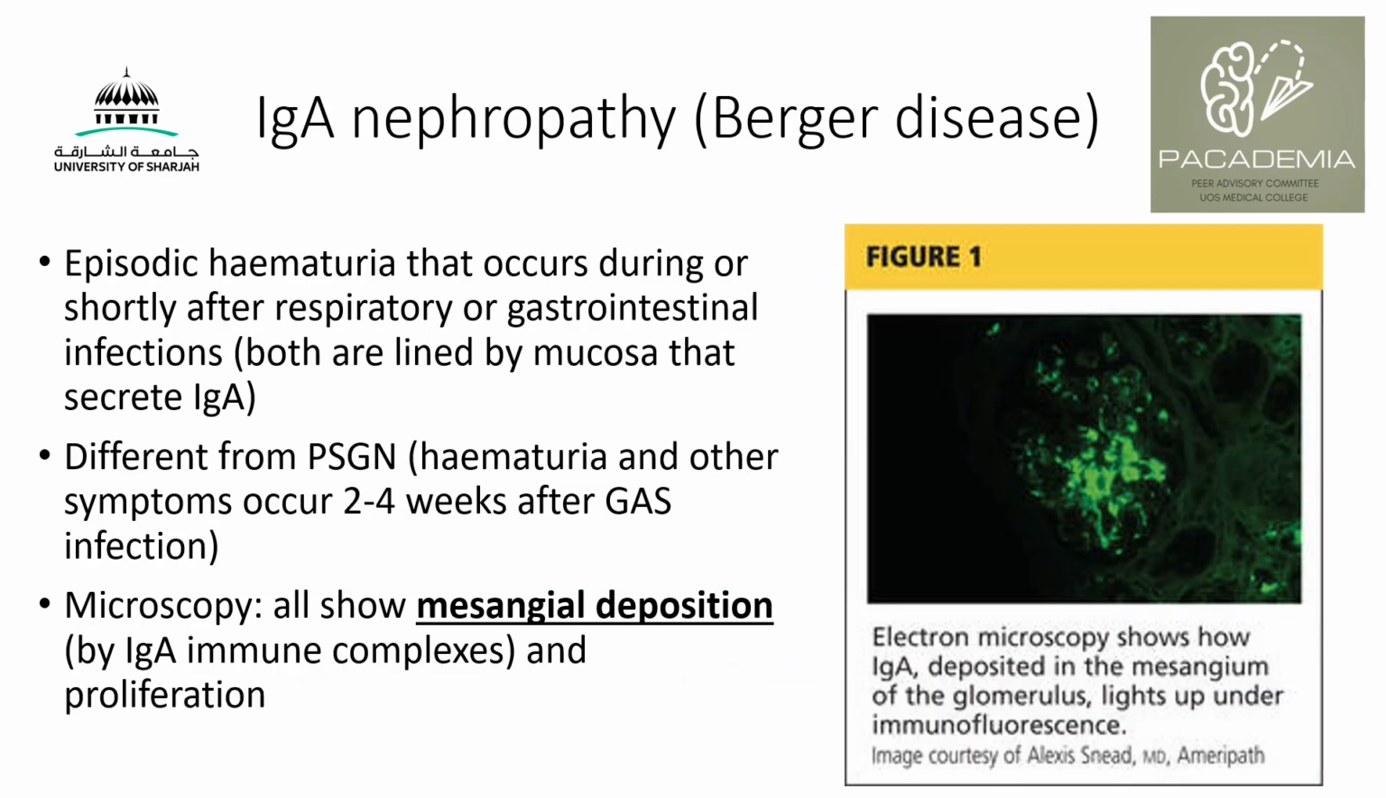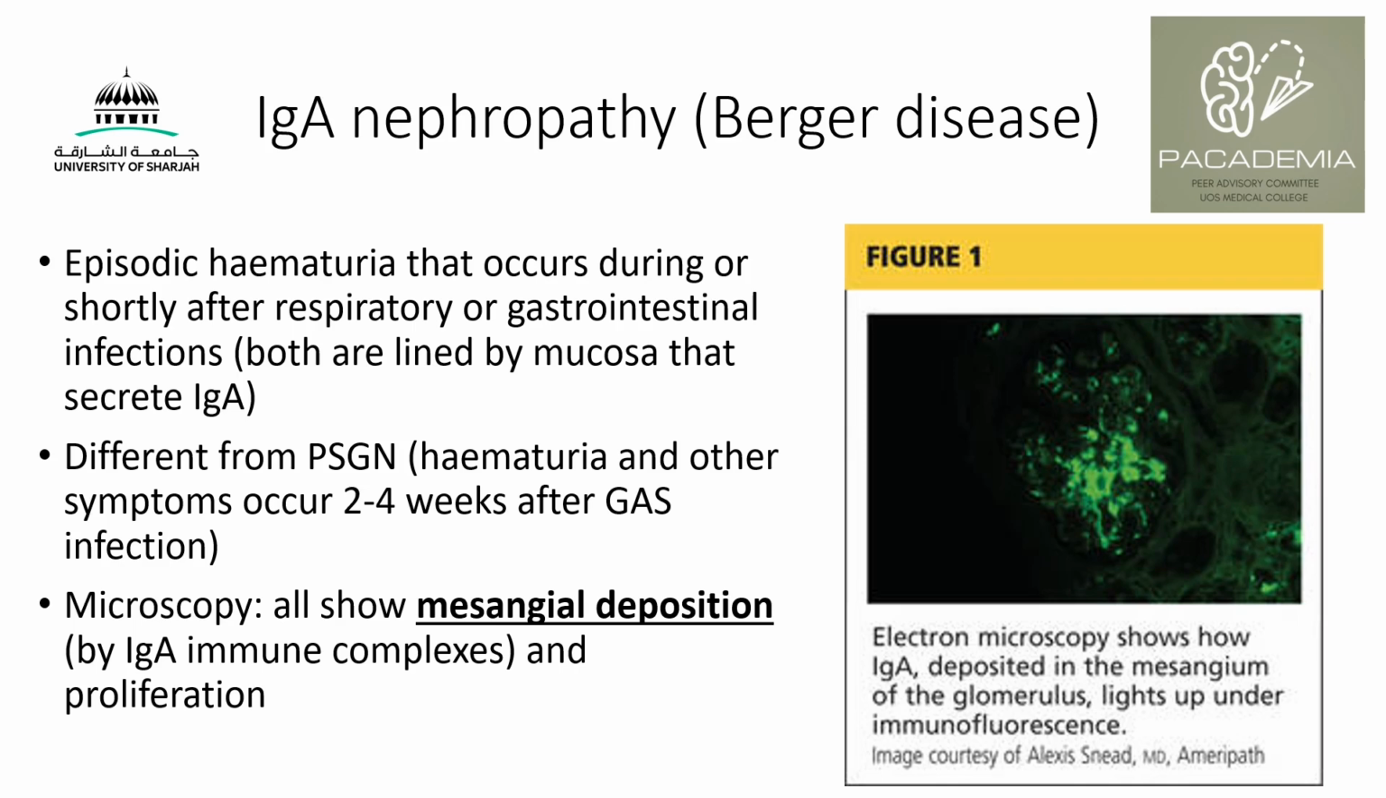IgA nephropathy is also known as Berger disease. Here there is also hematuria, but the difference compared to post-streptococcal is that it occurs during or shortly after respiratory or GI infection. Why? Because both are lined by mucosa that secrete IgA. That's why the name is IgA nephropathy.